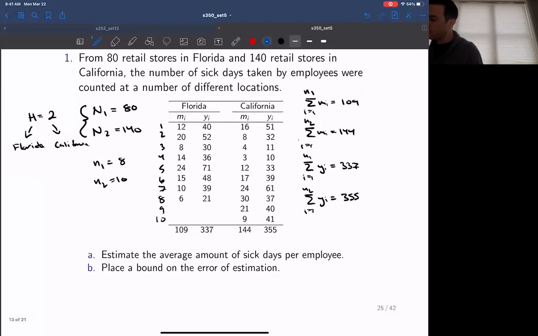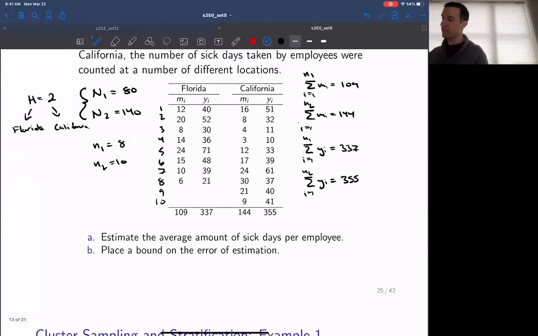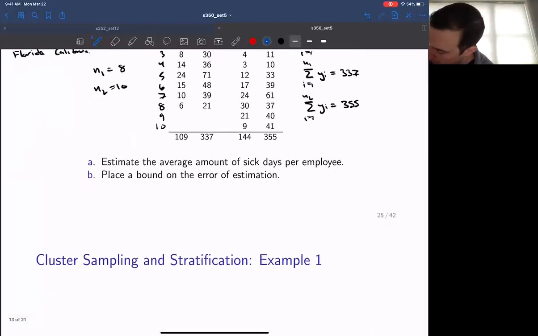Okay, so we want to estimate the average number of sick days per employee, and we want to place a bound on the error of estimation. All right, so for part A, we're going to use our mean estimator.